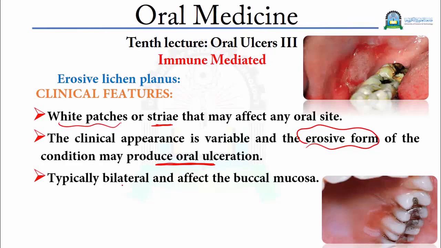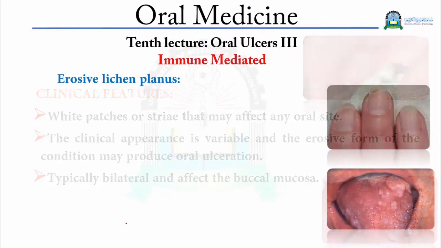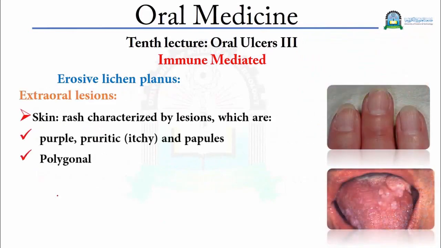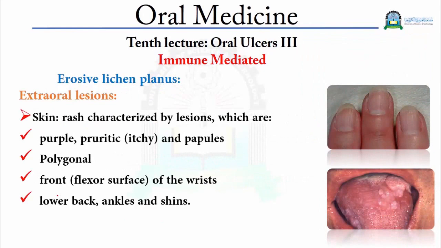Typically the erosive lichen planus is bilateral and affects the buccal mucosa, the most common site. Extraoral lesions: in the skin we can find a rash characterized by purple, pruritic, itchy papules, polygonal lesions, and we can also find them on the flexor surface of the wrists and the lower back, the ankles and the shins. We will find these lesions.